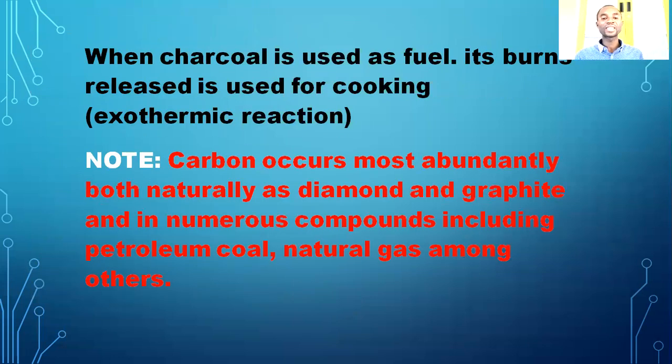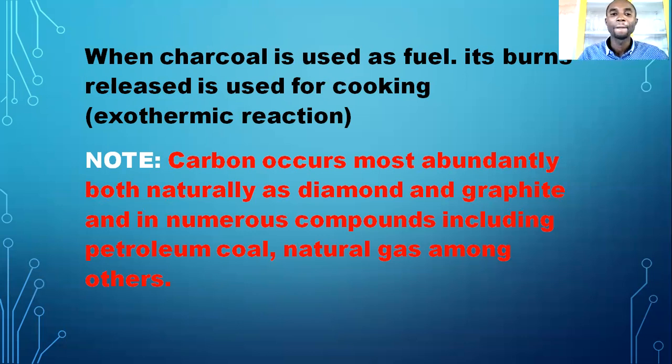All right. When charcoal is used as fuel, it burns to release heat, which is used for cooking. Of course, charcoal, we know that we use charcoal for our cooking, and that charcoal you are seeing is also a carbon. Note that carbon occurs most abundantly, both naturally as diamond and graphite, and in numerous compounds, including petroleum, coal, natural gas, among others.